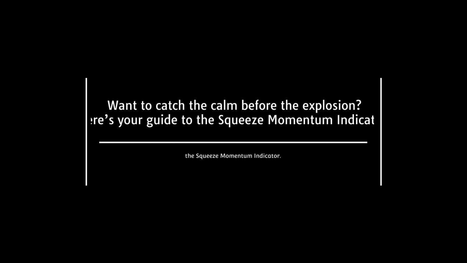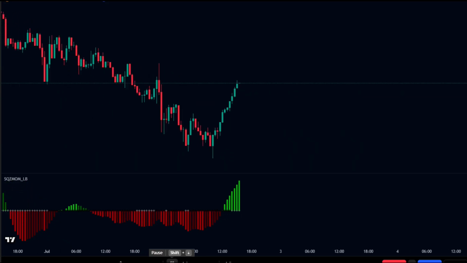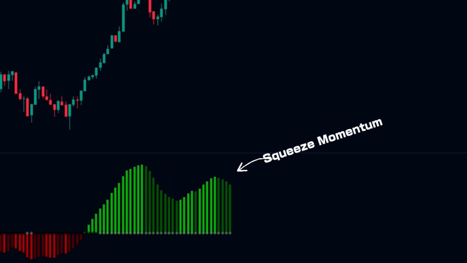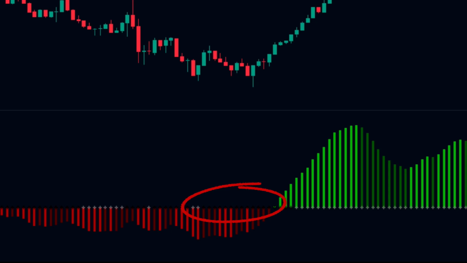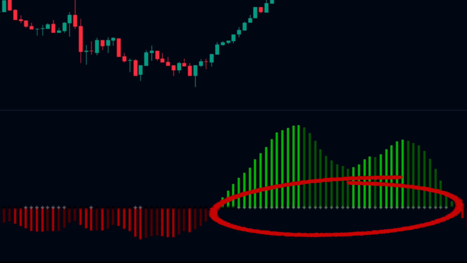Want to catch the calm before the explosion? Here's your guide to the squeeze momentum indicator. If you want to spot the stillness just before the market moves, this is the one. Have you added the squeeze momentum indicator yet? Its mechanism is simple. When a black X appears, the market is building pressure. This is the squeeze phase. When it turns gray, the squeeze is released, which means it's time to prepare for an entry.